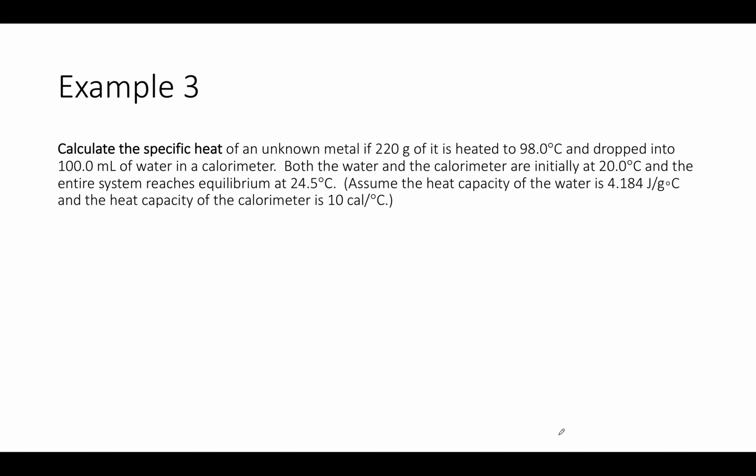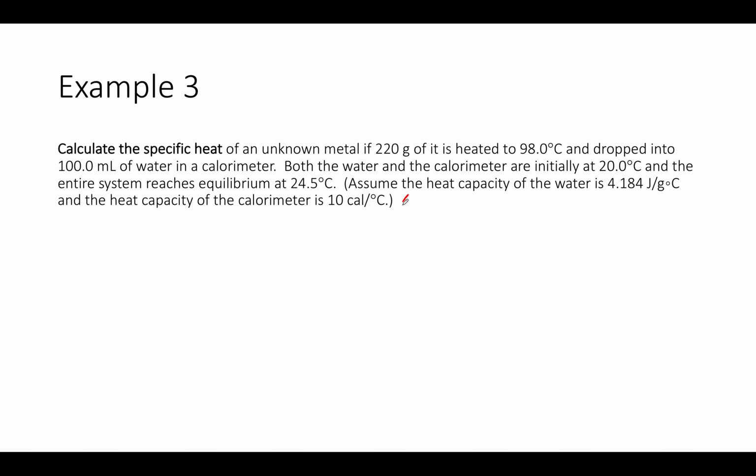Calculate the specific heat of an unknown metal if 220 grams of it is heated to 98 degrees Celsius and dropped into 100 mils of water in a calorimeter. Both the water and the calorimeter are initially at 20 degrees Celsius, and the entire system reaches equilibrium at 24.5 degrees Celsius. So assume the heat capacity of the water is 4.184 and the heat capacity of the calorimeter is 10 calories. This is interesting.